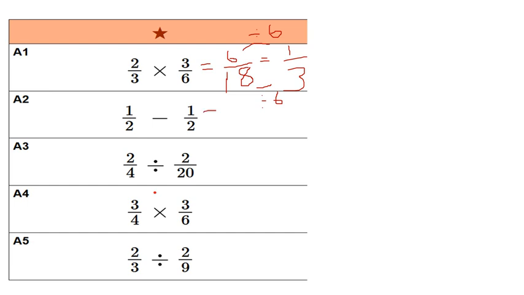Okay, A2, work out a half subtract a half, well, that should be equal to 0. Think of it as 1 minus 1. Anything subtract itself will always give you 0.